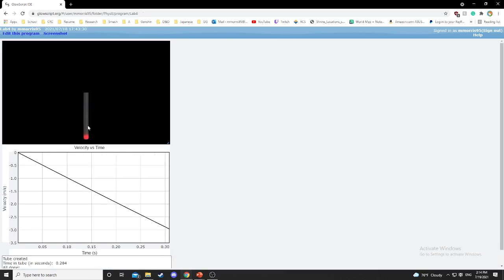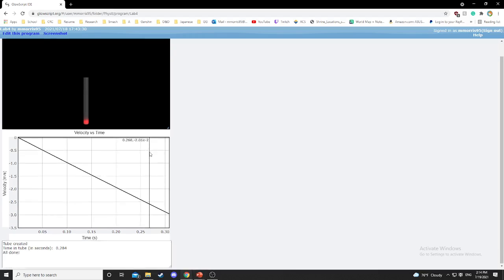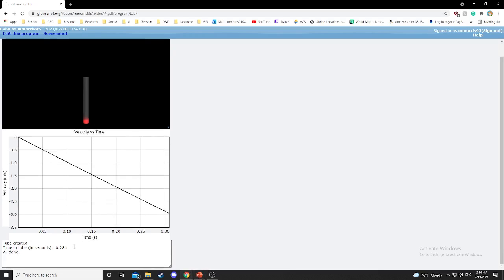One more time, you see a visual. Here we have the different colored rings representing the current flowing either clockwise with the blue rings or counterclockwise with the red rings. Here's the velocity versus time graph and the calculated time per second of C2.